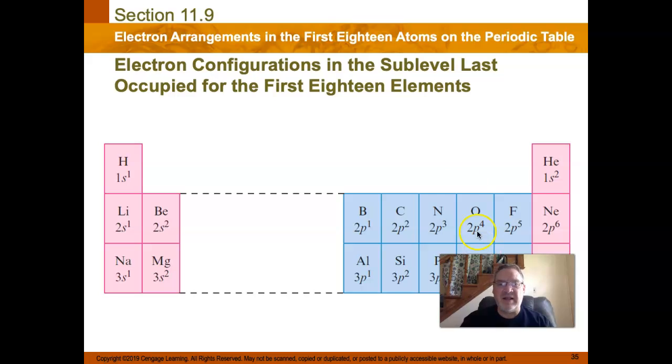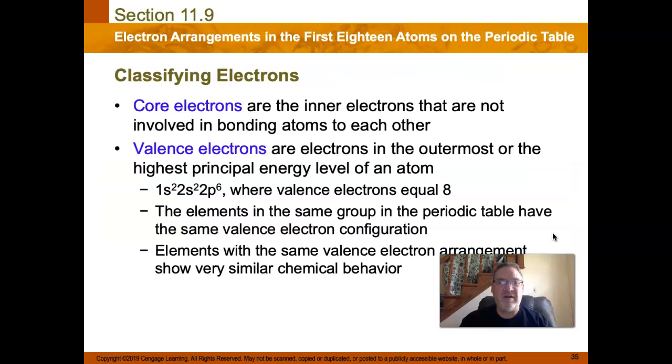This is, and I like this statement here, the last sublevel that's occupied for each of the atoms. What you can do is go left to right. Here's neon. Neon has 10 total electrons. You could say 1s2, 2s2. The last sublevel that gets filled is that 2p, and you can actually put 6 in there.